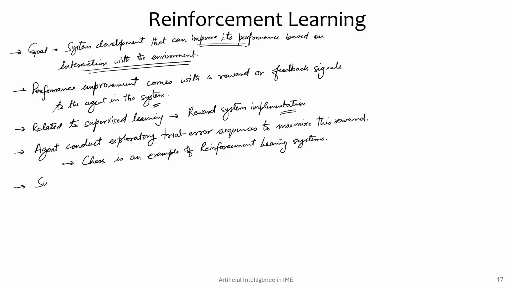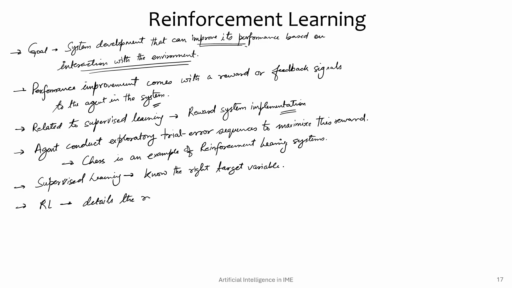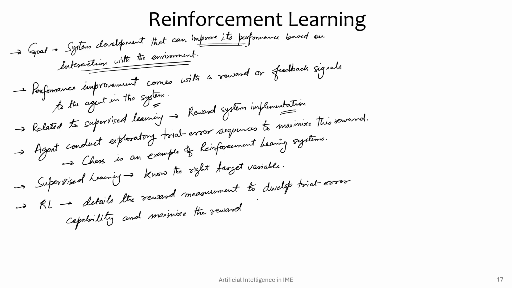So, revisiting supervised learning again, we know the right target variable, but in reinforcement learning we detail the reward measurement to develop trial and error capability and maximize the reward as the outcome.